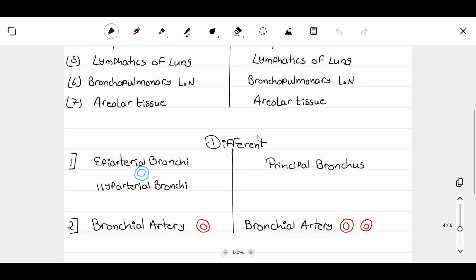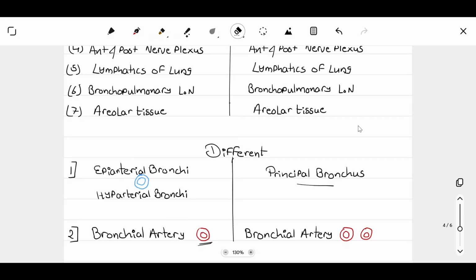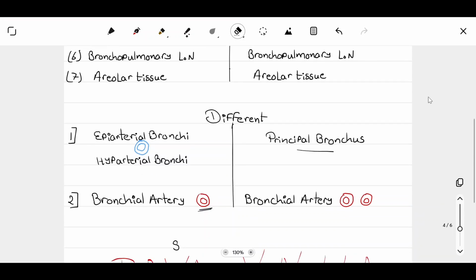And what is different are the epiarterial bronchus and hypoarterial bronchus. As you can appreciate, I have drawn the pulmonary artery in between them so that it will help you to memorize this. And on the left side I have the principal bronchus. Again on the right side I have a bronchial artery, which is 1 in number, and on the left side bronchial arteries, which are 2 in number. So we are done with the contents of the root of lung.